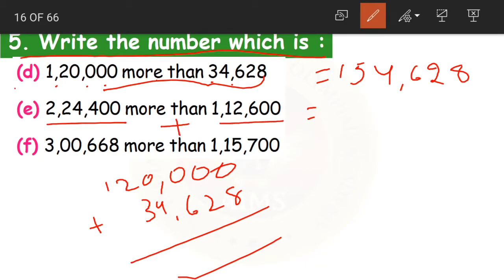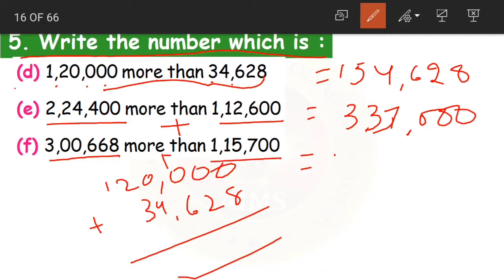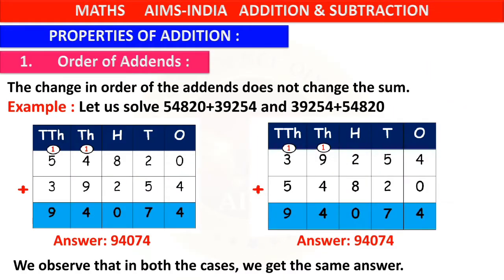Now coming to question number 2, again 2,24,400 plus 1,12,600. The answer will be 3,37,000. Now coming to question number F, again 3,668 plus 1,15,700. The answer will be 4,16,368. Clear children? Till now these are just the homework problems which we have discussed. Hope you have done the homework and also got the correct answers.